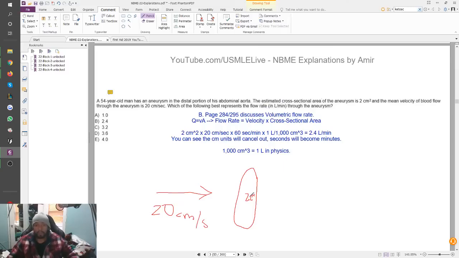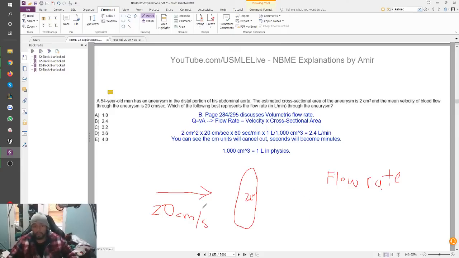All right, so we have 2 centimeters squared, 20 centimeters per second. This is going through here, right? They want to know the flow rate. So how would you do that? Now, if you don't know the equation, then there's really not much to do. You're just going to panic and pretty much give up.